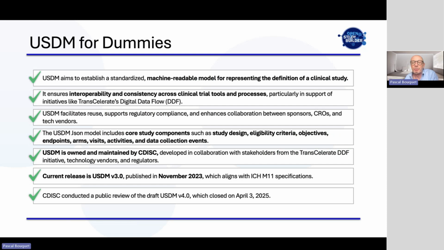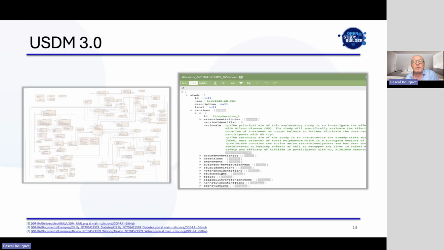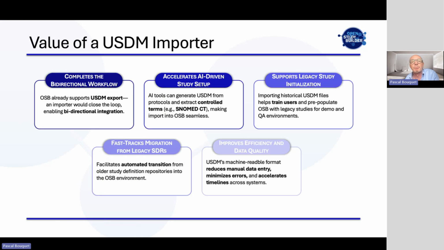So OSB already generates USDM. If you go into OpenStudyBuilder, you will see that for a study you can easily generate a USDM file. What we are looking at is really taking what you see here. We took a study from Alexion, which is on the CDISC GitHub, and which has been proposed in the GitHub as it includes a biomedical concept.